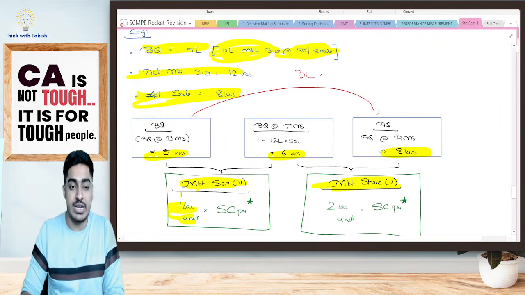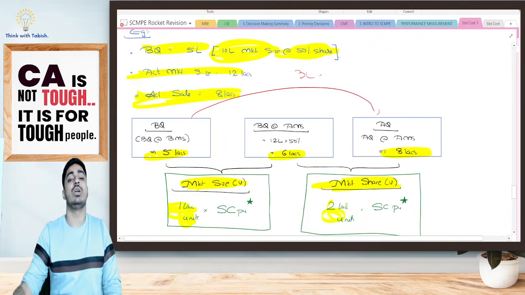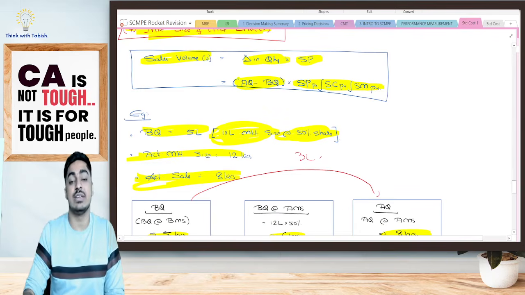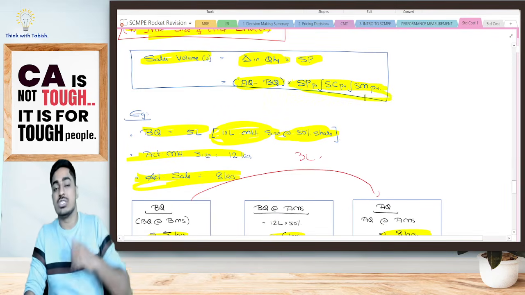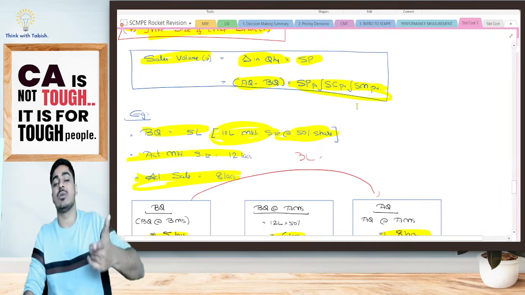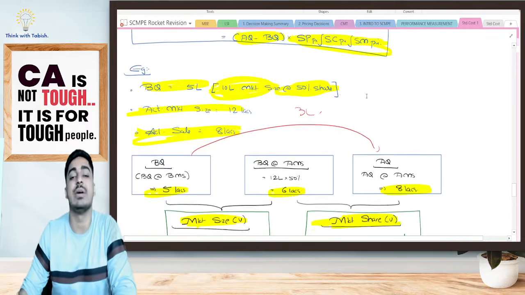I have got the quantity. Convert it into value. The multiplier is different. Simple. I have got my quantity difference in quantity. The multiplier could be your standard price per unit, or your standard contribution per unit, or your standard margin per unit.